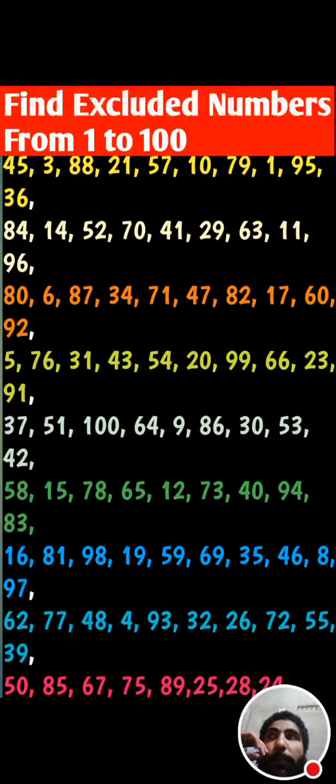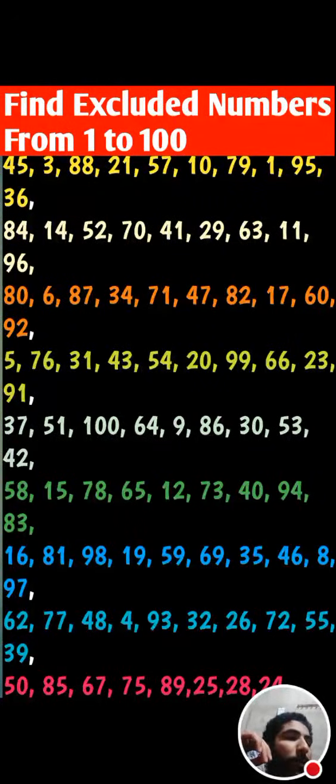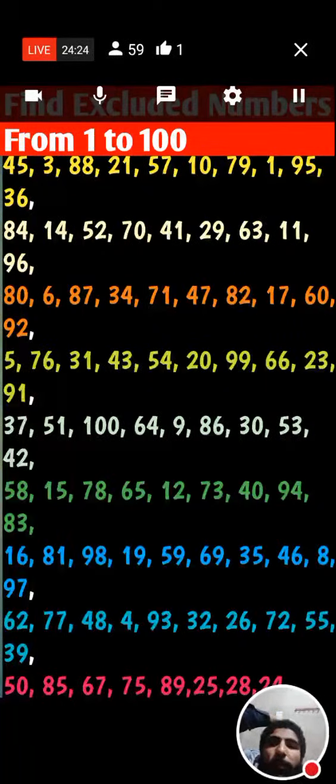So we have to find the missing numbers that we have found till now. Six missing numbers: 2, 7, 13, 18, 22, and 27. Here is 28. 28 is presented on the last row, second last position, after 25 and before 24.